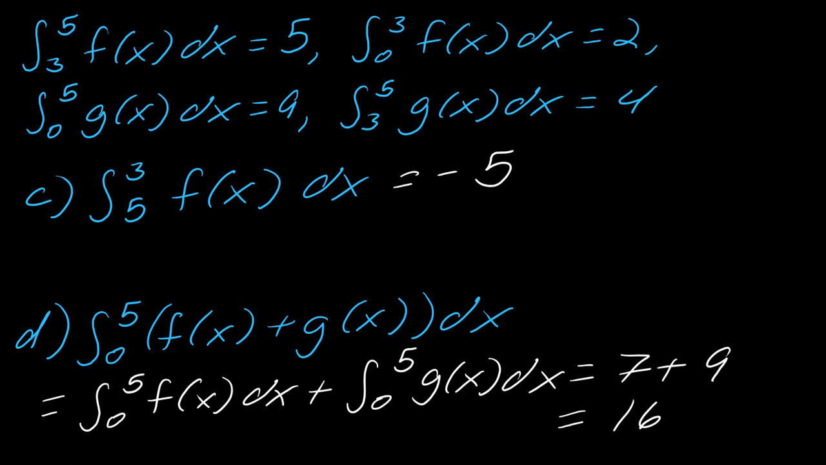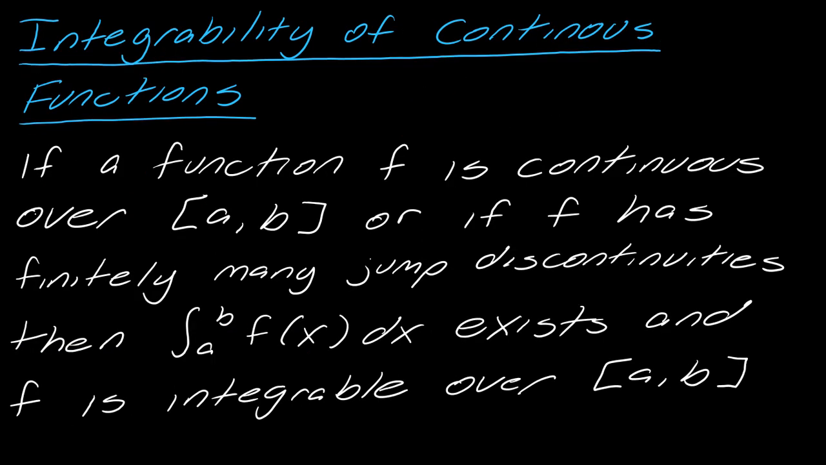And then I have just one more thing I want to talk about, integrability with continuous functions. So if a function f is continuous over a closed interval, and if f has finitely many jump discontinuities, then the integral exists, and f will be integrable over that closed interval. I think the best way to understand what this is trying to get at is to think about it another way: when isn't a function integrable? What does that even look like? So I have an example.